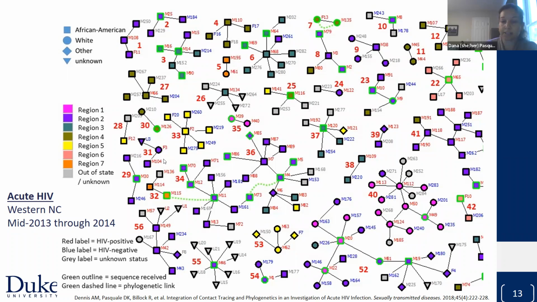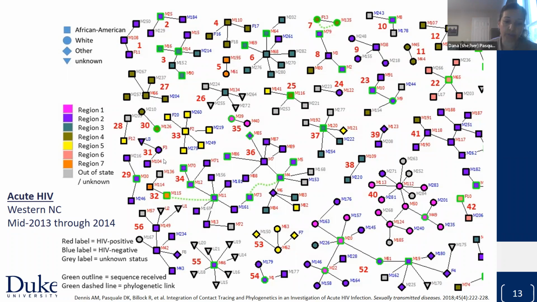So we compared the contact tracing, which are the epidemiological links between cases and their contacts, with their HIV transmission clusters. This is a multiplex network. The black lines are relationships that were discussed or disclosed during contact tracing, and then the dotted green lines are the phylogenetic links. So any of the nodes with a green box were nodes that had an HIV sequence for us to analyze.